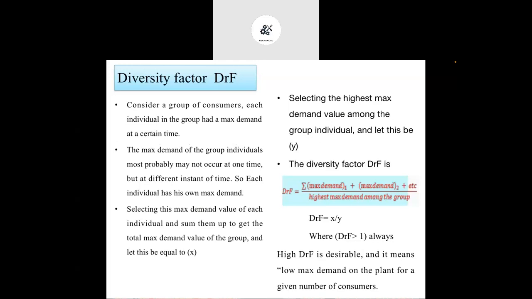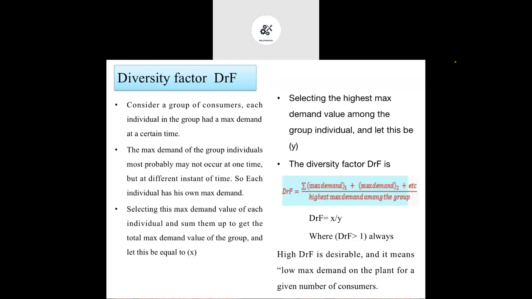Now consider there is a group of consumers or customers, each particular type of customer having a different maximum load at a certain time. The maximum demand of the individuals in the group most probably may not occur at the same time. Each has a different load curve, each having a different maximum demand at a particular time period. So first of all, we have to find out the maximum demand of each and every consumer.